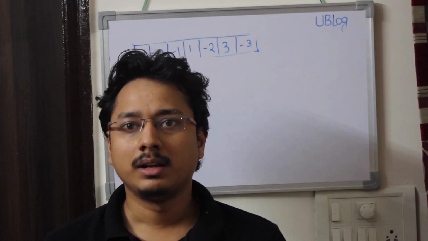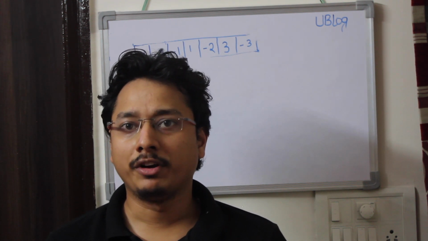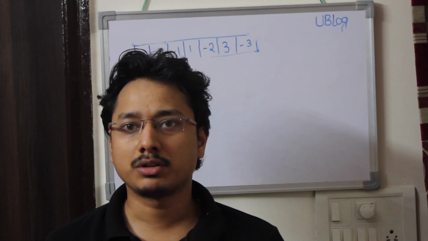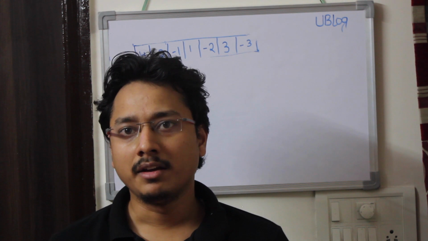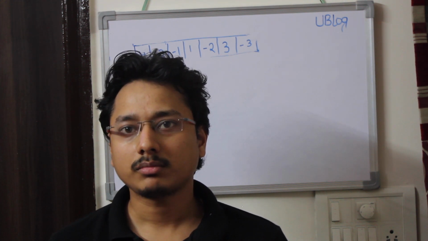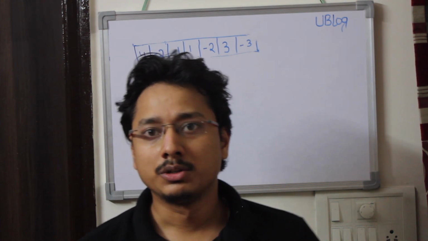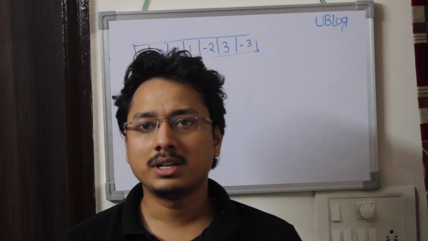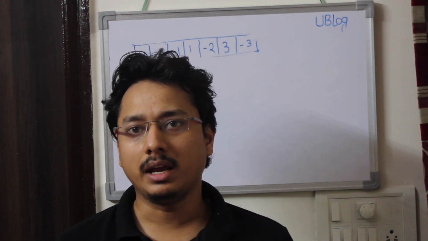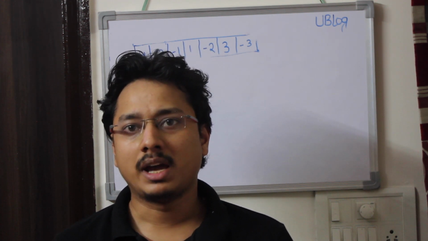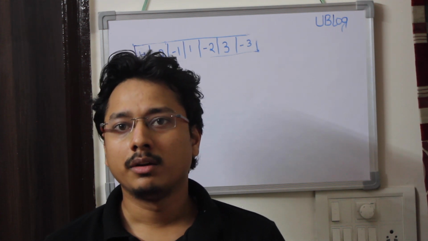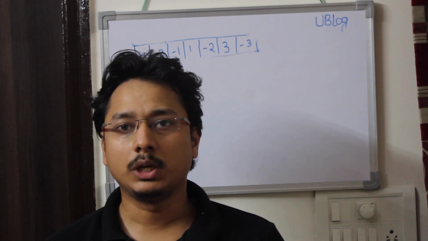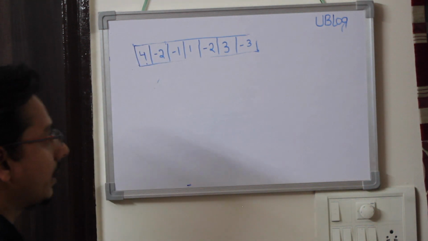So I told you, there are a couple of variations of this question. In the starting I told you, you are given an array, find the number of subarrays with an equal number of ones and zeros. So let us understand the question. You are given an array of ones and zeros. You need to find all the subarrays which have an equal number of ones and zeros. So let us have a look.